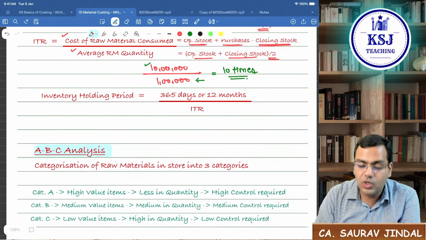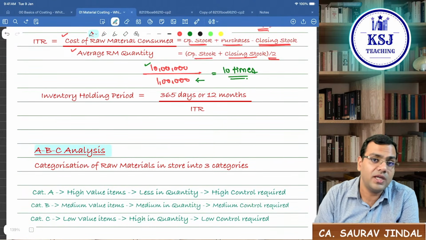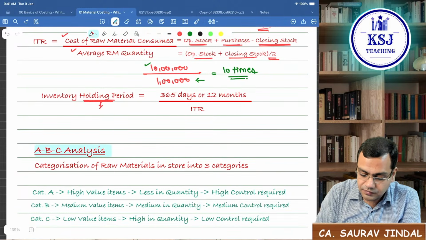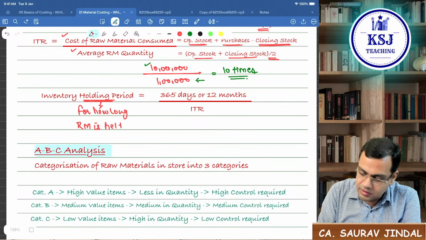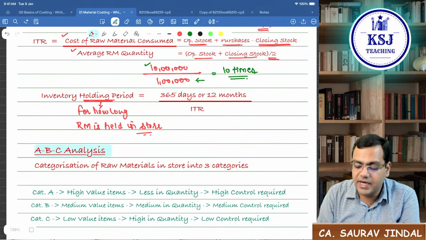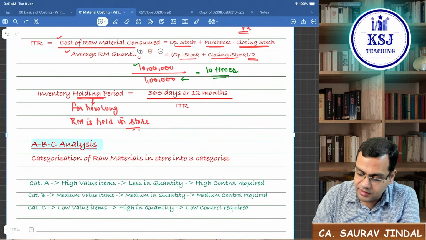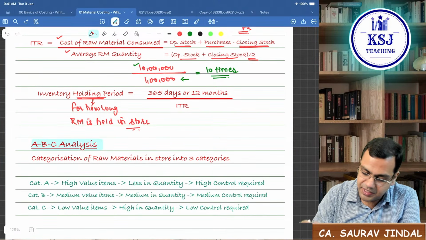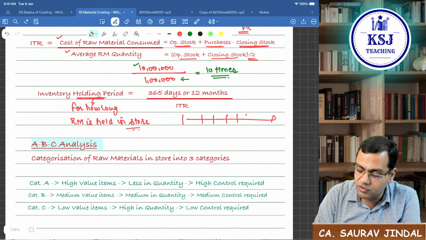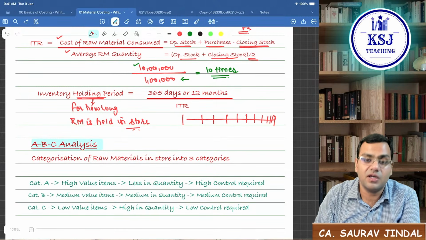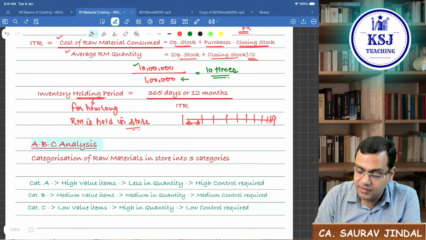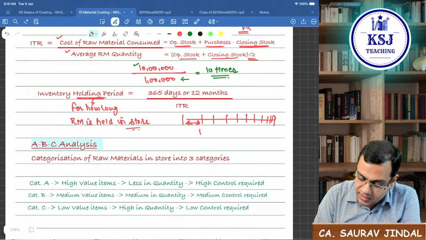Then the inventory holding period. What is the inventory holding period? The inventory holding period tells us for how long raw material is held in store. Right? For how many days? We are saying that if in a particular year you are converting your raw material 10 times, 1, 2, 3, 4, 5, 6, 7, 8, 9, 10 times, what is the number of days that you are holding it?